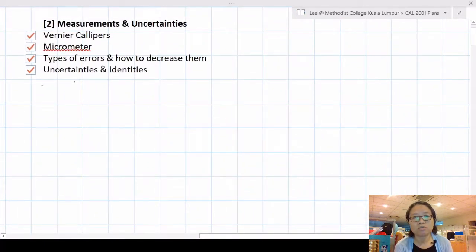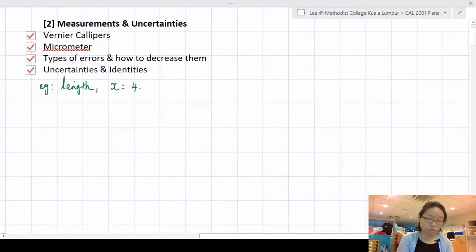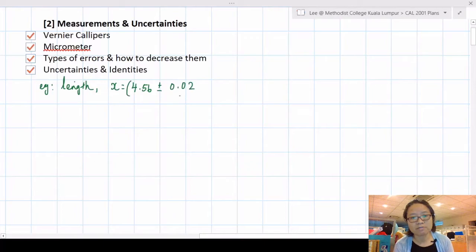Okay, so do try some past years. I will find the past years in the Google Drive link that I will share with you in the main message. Okay, so we're going to look at an example. Let's say the length of an object is 4.56 plus minus 0.02 cm. So when we include uncertainties or error, we would use it as plus minus 0.02.